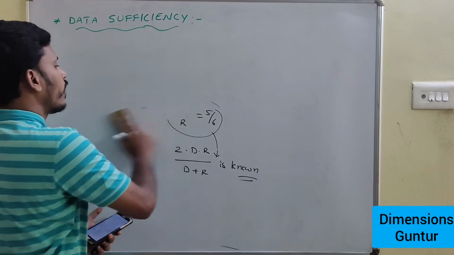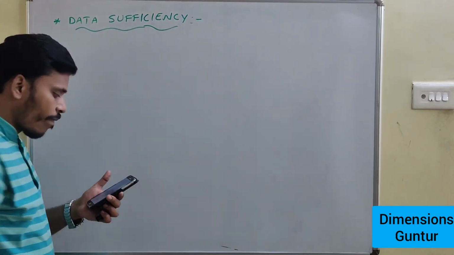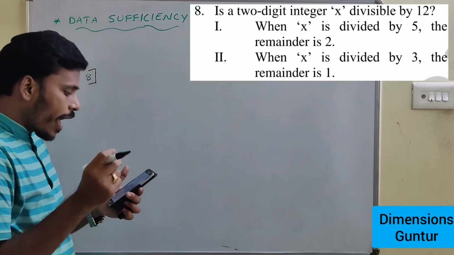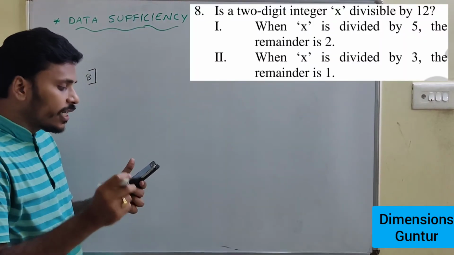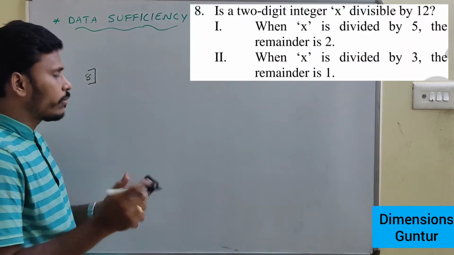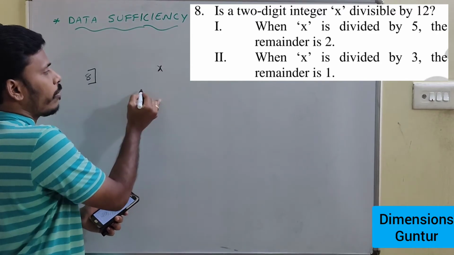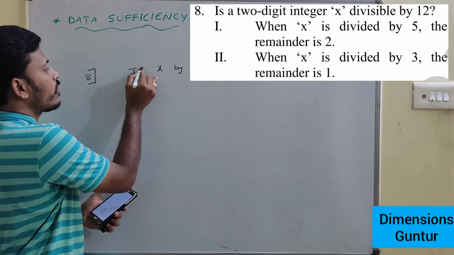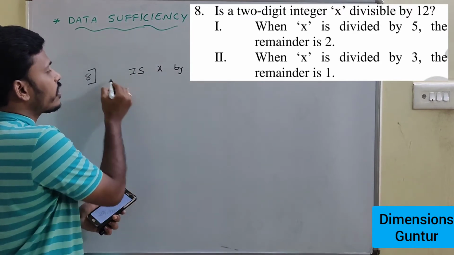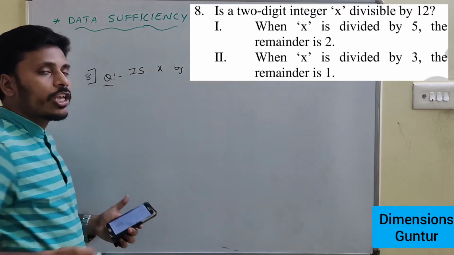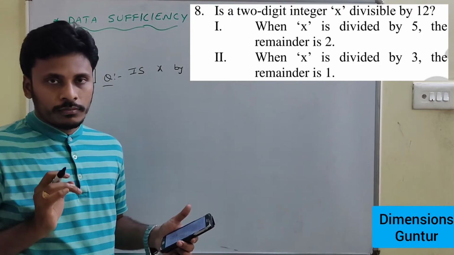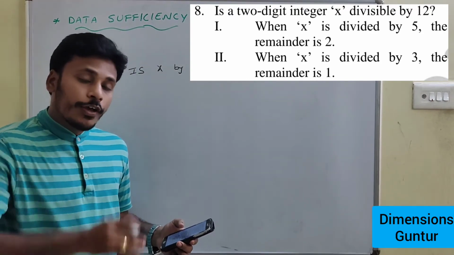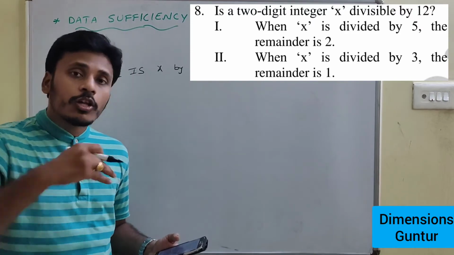Then coming to the 8th problem. See, you just think about the 8th problem. Is a two-digit integer x divisible by 12? So the question is, is x divisible by 12? The question is about 'is', in the sense that you need to say your answer as yes or no. If you are able to say yes, that's enough. If you are able to say no, that is also enough.